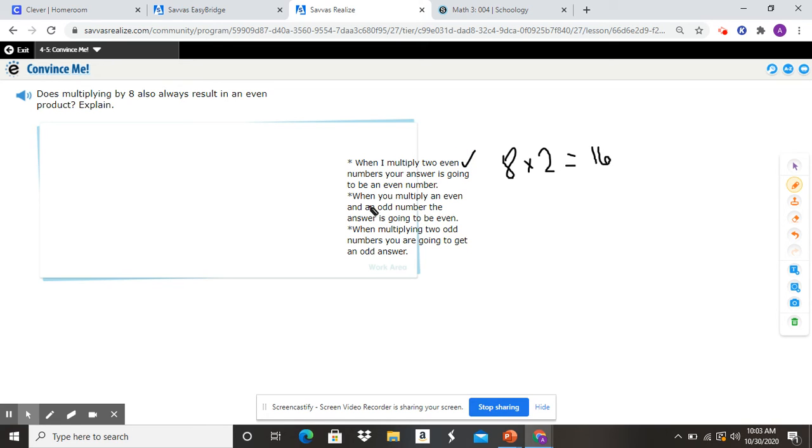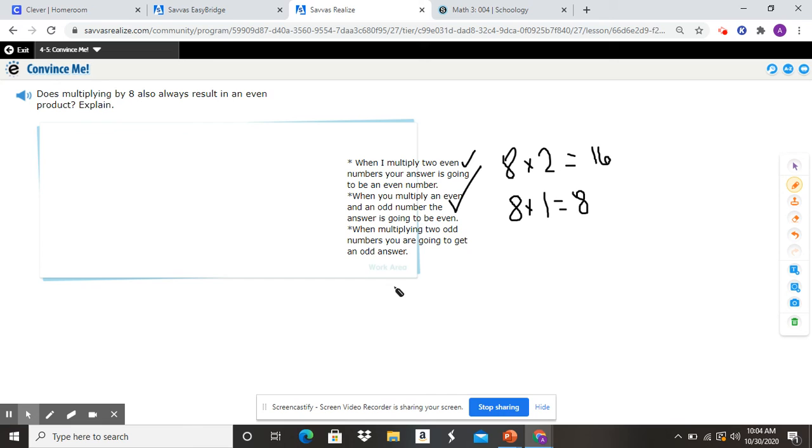Now let's look at our second rule that we went over. When you multiply an even and an odd number, the answer is going to be even. So let's test that with 8. So I'm going to do 8 times 1. I'm going to do something simple. What's 8 times 1, guys? 8 is your even number, 1 is your odd number. When I take 8 times 1, my product is 8. So again, when I multiply an even and an odd number, my answer is going to be even. So that rule checks off.